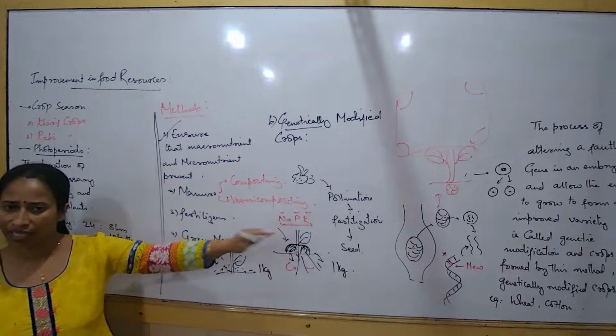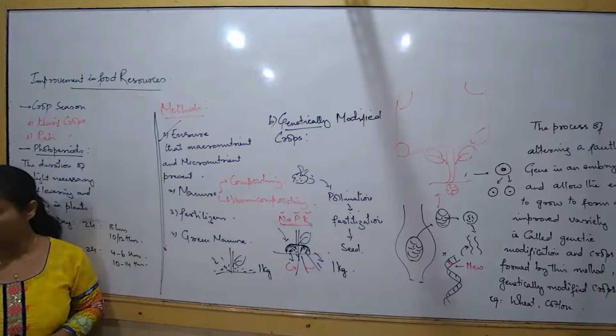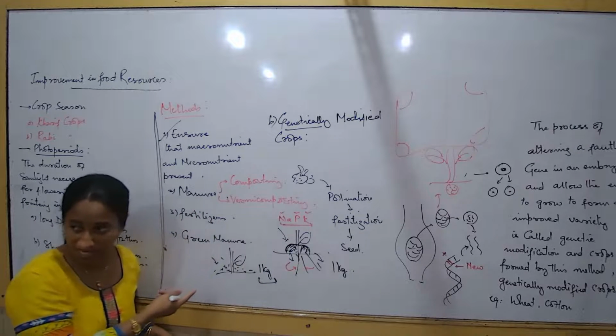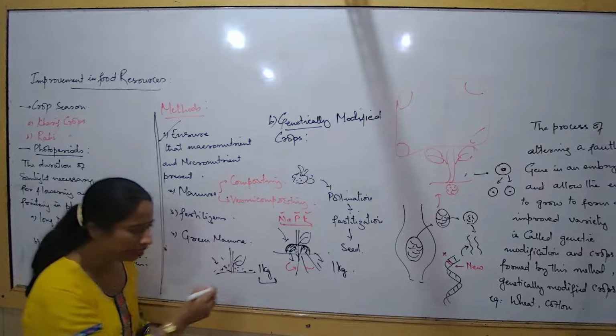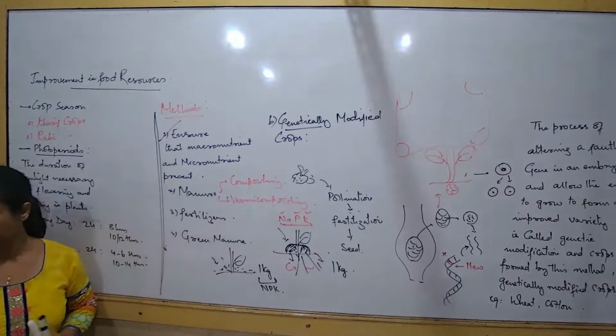It may be that the right amount of NPK is there in my 1 kg of manure? No. But in this 1 kg of fertilizer, because it is factory made, the exact correct proportion of NPK will be there.